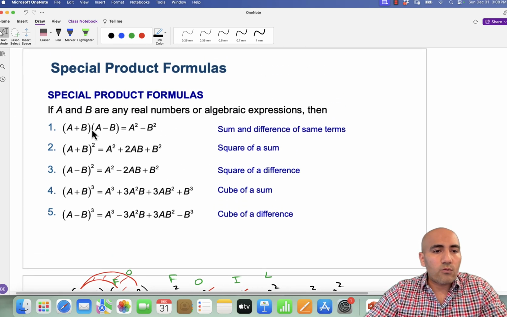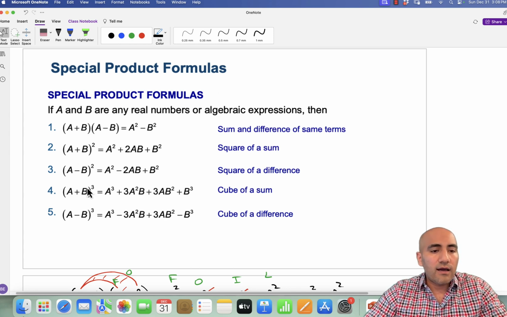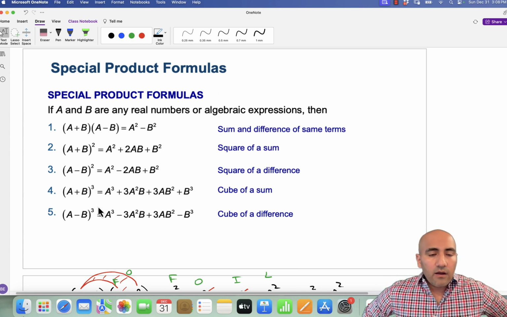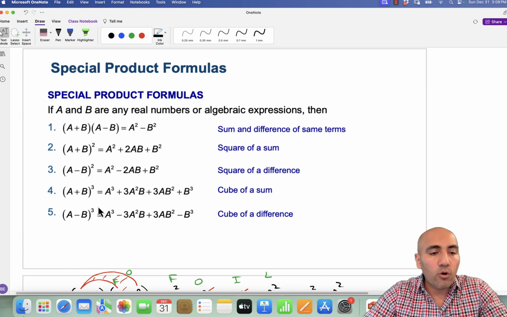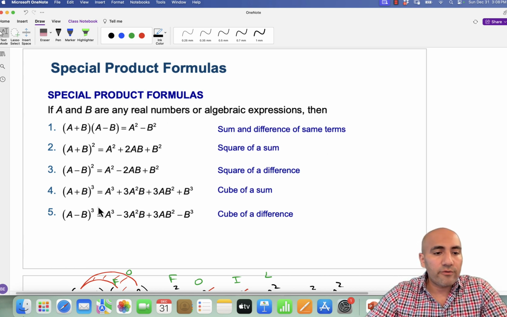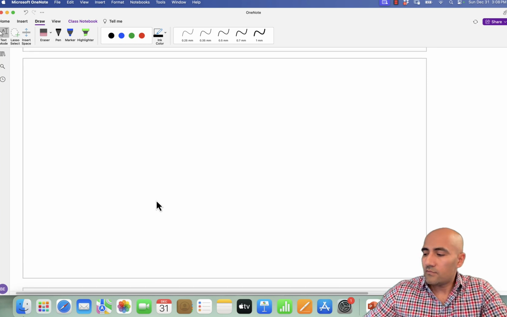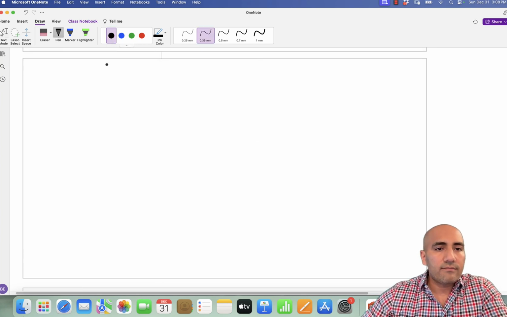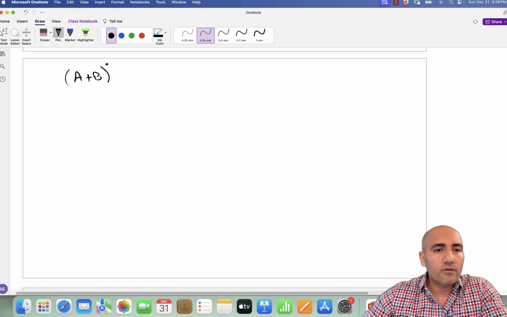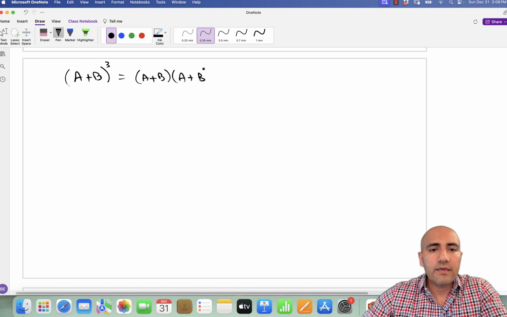Okay, so we've looked at where the first three come from. The last two are just something that you can get by multiplying them again. So if we multiply, let's look at (a + b)^3. This is the same thing as (a + b)(a + b)(a + b), right?